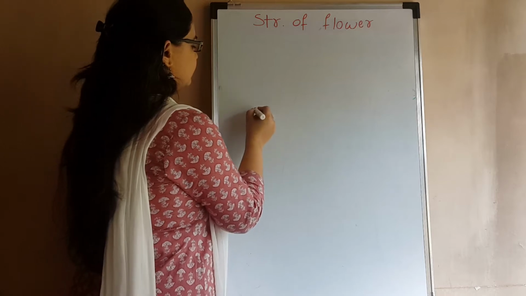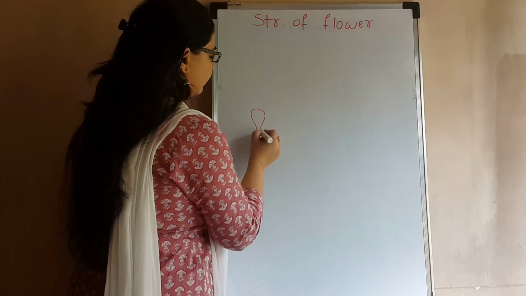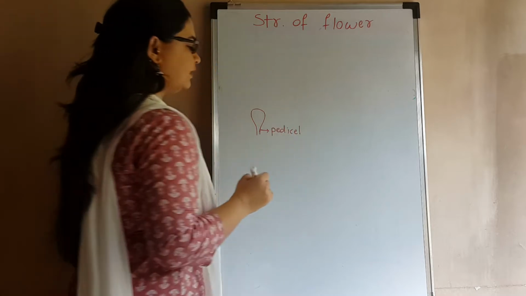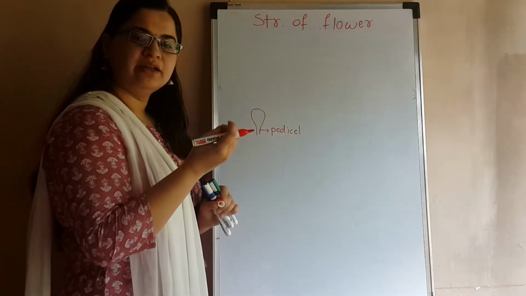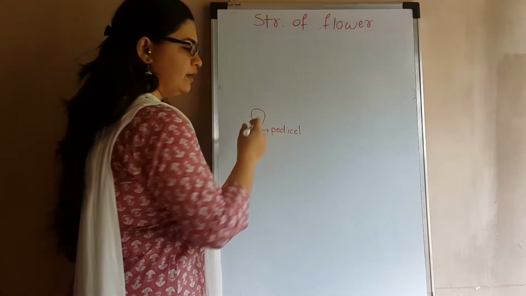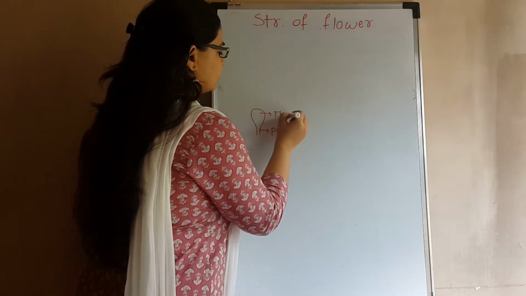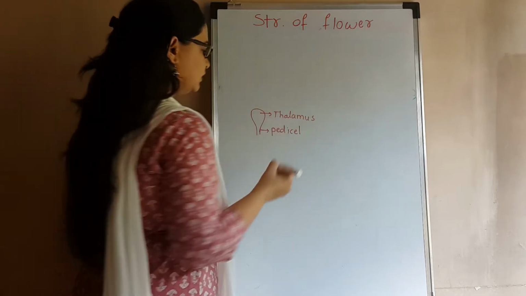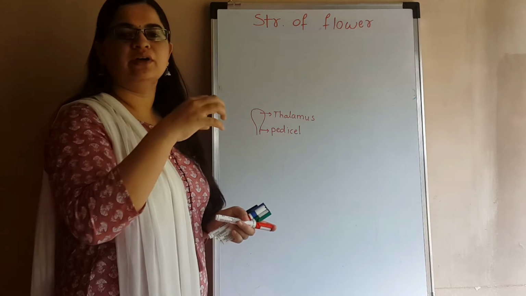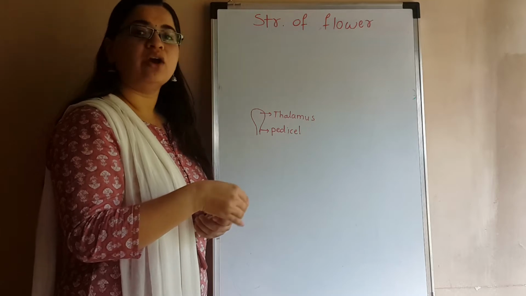So first we'll start with the basal structure of the flower, and this is called the pedicel. Pedicel is the elongated part which holds the flower, and above it you can see a bulgy part, a swollen part, which is called the thalamus. Thalamus holds all the whorls in the flower, and it supports the flower with all the whorls.